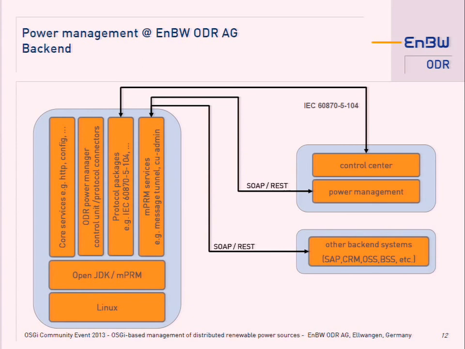Yeah, we also have protocol packages here. For example, IEC 104. It's a common protocol for utilities. Our control center, for example, talks just IEC 104. The power management also uses the NPRM SOAP and REST API to trigger operations and schedule stuff on the control units. And of course, our other systems like SAP and stuff use the SOAP and REST API to talk to the gateways and the NPRM, of course.